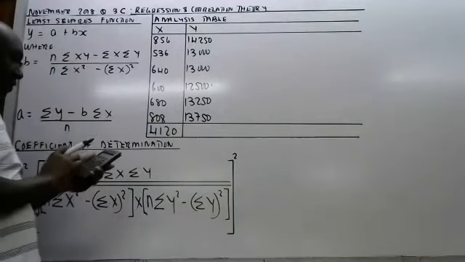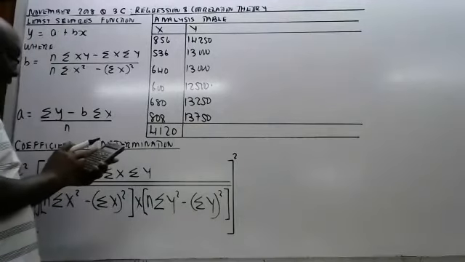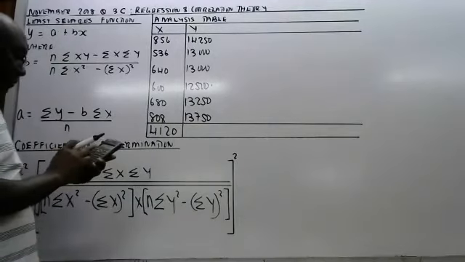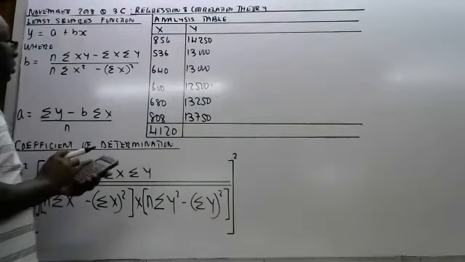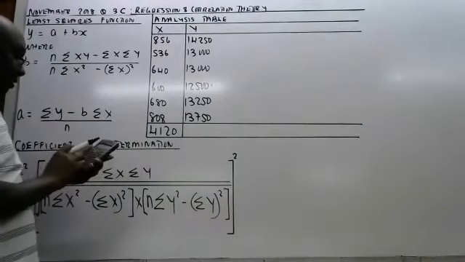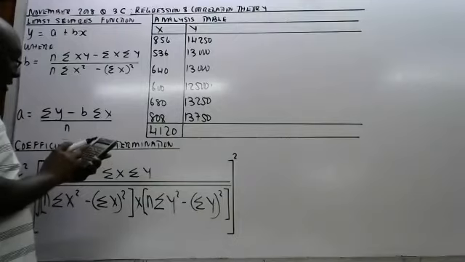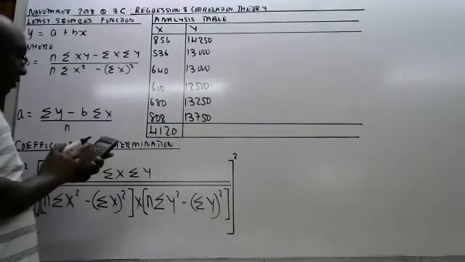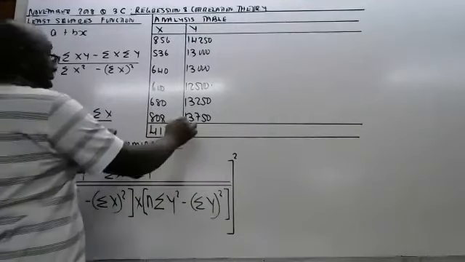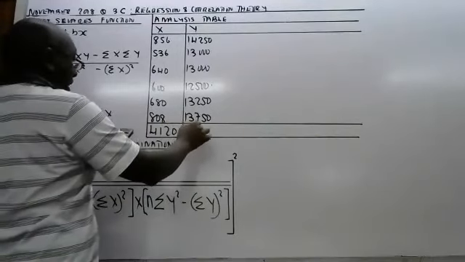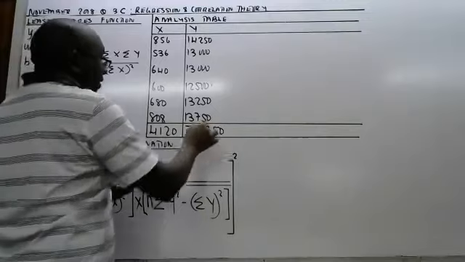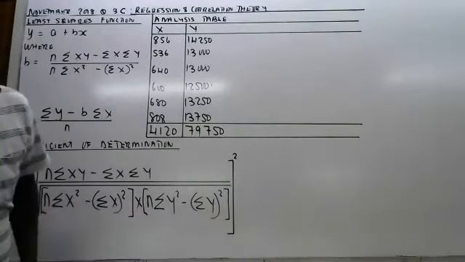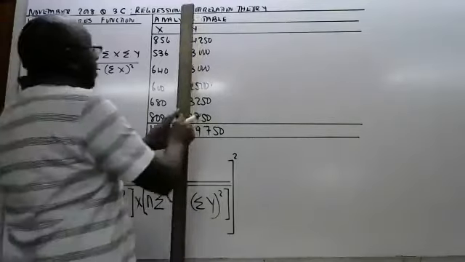So if you say 14,250 plus 13,000 times 2 plus 12,500 plus 13,250 plus 13,750, you record 79,750.